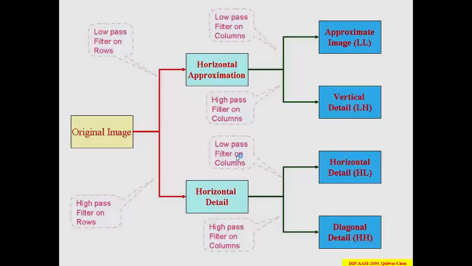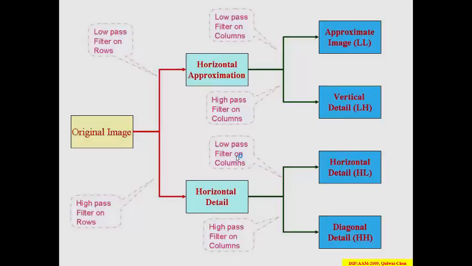This approximation, we can look at it as the result of applying a low-pass filter on our image. Here you will find names like low-pass filter, high-pass filter, etc. So I'm applying on this image different types of filters in different directions, either horizontal or vertical. In the first step I will consider the rows: the image is passed through a low-pass filter with respect to the rows, and a high-pass filter with respect to the rows as well.